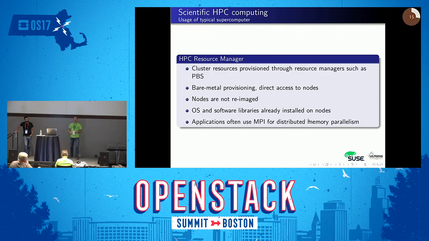From a user's perspective, you run a resource manager such as PBS, that's a classic example on a cluster like this, that takes care of provisioning resources and also ensuring that the cluster itself is operating at full capacity all the time. So there's a queue that you submit your job to. The queue is not necessarily processed in order. PBS is able to rearrange things there to fill gaps in allocations, for instance.